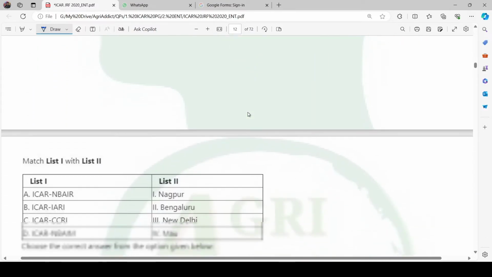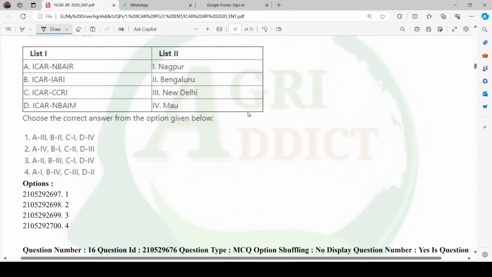Next question is a match the following type question. First one is ICAR NBAIR. This question was also repeated, a repeated question from the year 2021. NBAIR is the National Bureau of Agriculture Insect Resources, which is in Bangalore. Then ICAR IARI, that is my institute, is in New Delhi. Then ICAR CICR, Central Institute for Cotton Research, is in Nagpur, Maharashtra, and NBAIM, the National Bureau of Agriculturally Important Microorganisms, is in Mau, Uttar Pradesh. So option 3 is correct.